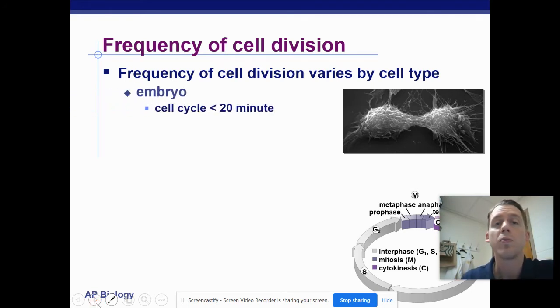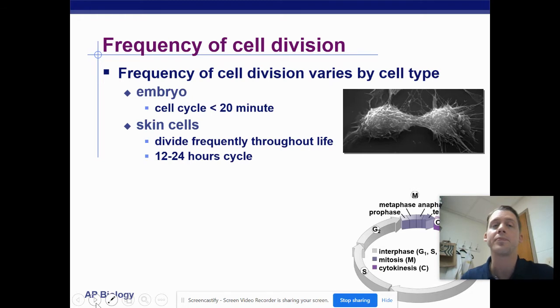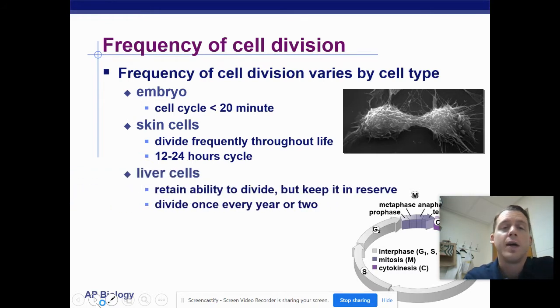First of all, we have an embryo. An embryo is a rapidly growing animal, so the cell cycle is going to happen very fast. Each cycle through interphase and mitosis is going to take less than 20 minutes. Skin cells are constantly dying and being replaced, so they are replaced pretty quickly as well. Every 12 to 24 hours, your skin cells are going to go through the cycle and reproduce.